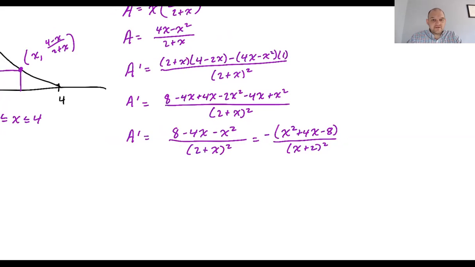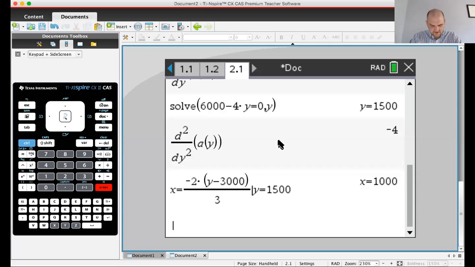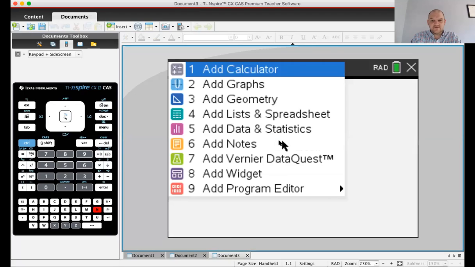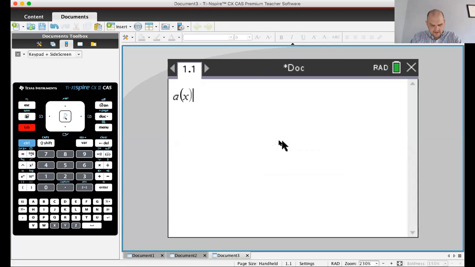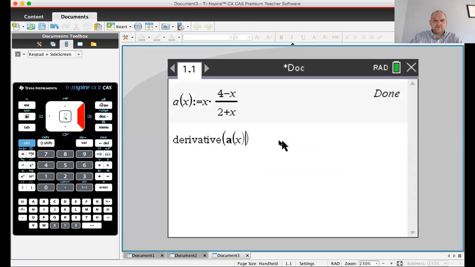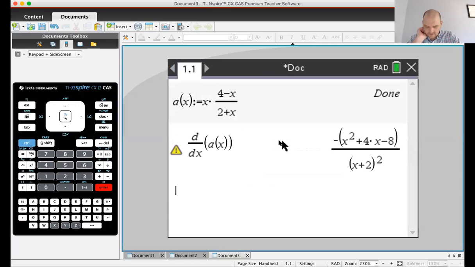What I'm going to do first, and I know this is kind of lame, or is it smart? Who knows? I'm going to check on the calculator and see if I got the derivative right, because I don't want to spend the rest of my life on this if it's wrong. All right, so A of x is x times the quantity 4 minus x over 2 plus x. Derivative, you should use the template. A of x comma x, negative plus minus over that. Yeah, okay, so we're right.